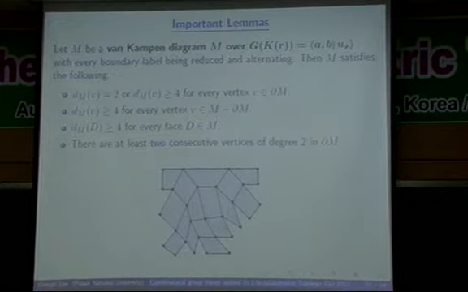Again, we fix a two-link group presentation, which is a vertical presentation with two generators and one mirror. Then take a Van-Kampen diagram over this group presentation with every boundary label being reduced and alternating. Alternating means A and B appear alternately. Then such a Van-Kampen diagram should satisfy the following.